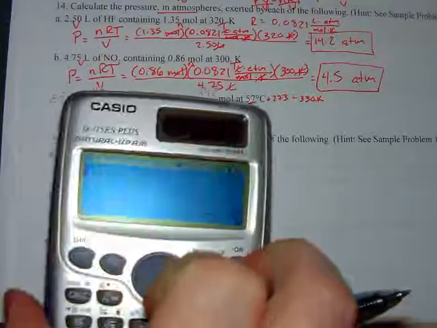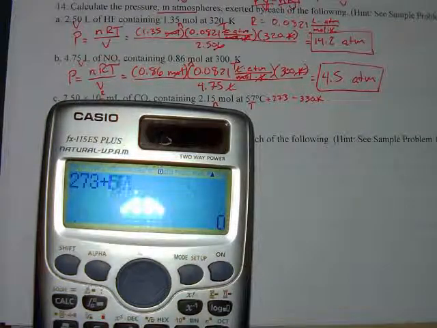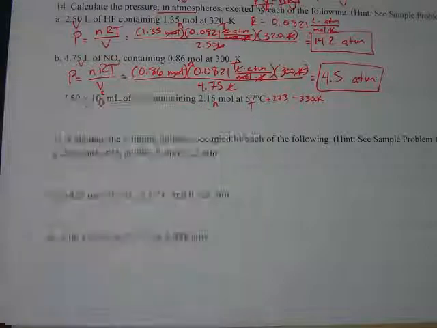Why is this not making sense in my head? Come on, calculator, come to my rescue. 273 plus 57. Yeah.